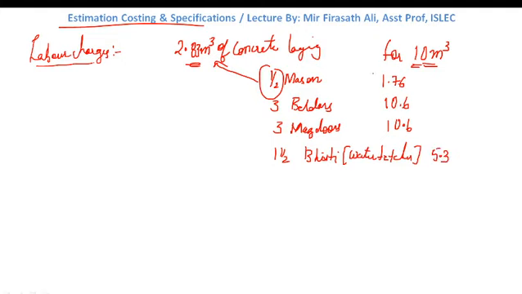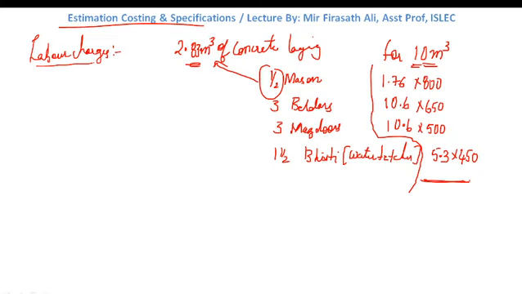And the rates for these are: mason, head mason, around 800 rupees per day. Beldars are 650 rupees. Mazdoors are 500 rupees. Bisti is 450 rupees. If you multiply these rates, you will get the total cost of labor.